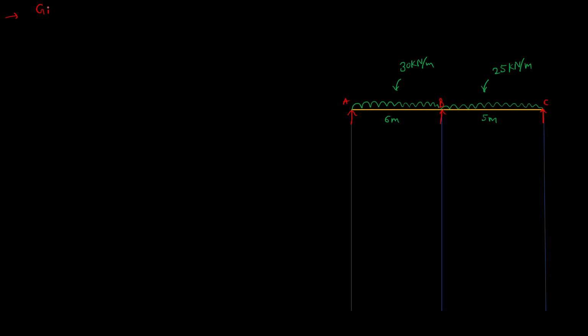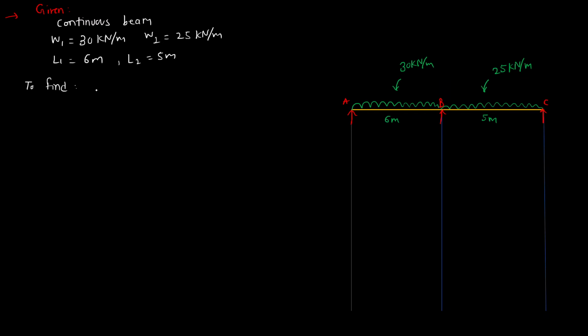So first write down the given things. So in given, it is a continuous beam, then W1 is 30 kilonewton per meter, W2 is 25 kilonewton per meter, L1 is 6, L2 is 5 meter. Next step is to find. So what we have to find? So we have to analyze, that means we have to draw the shear force diagram and bending moment diagram.